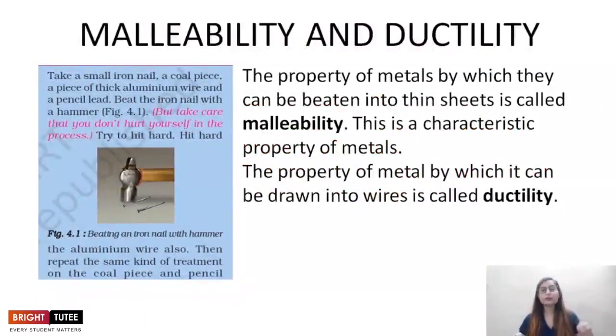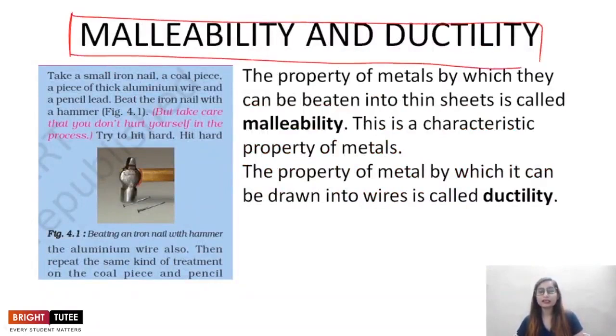So understanding from that example, we will be discussing the properties which are malleability and ductility. These both are the properties of metals basically. This is not seen in non-metals.